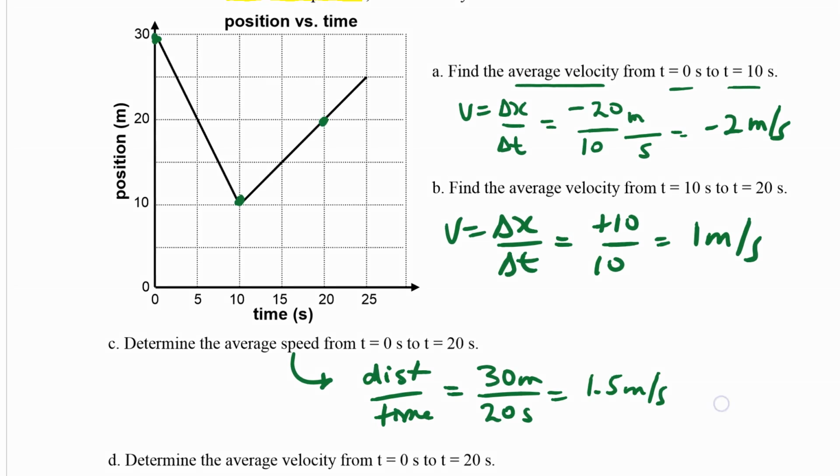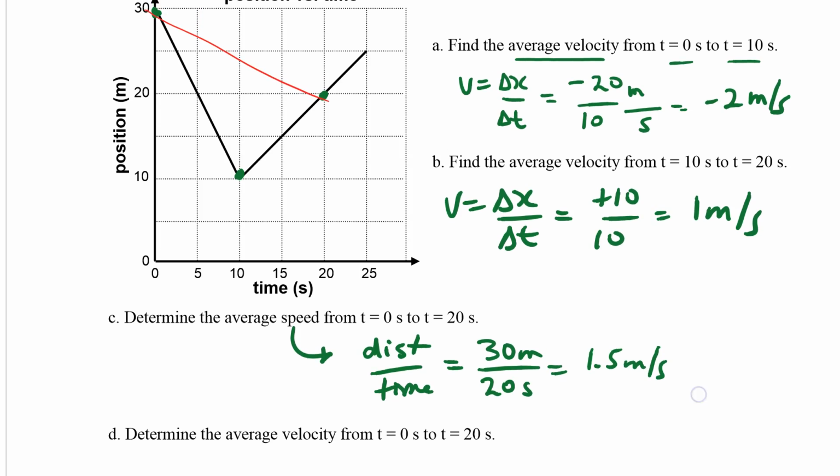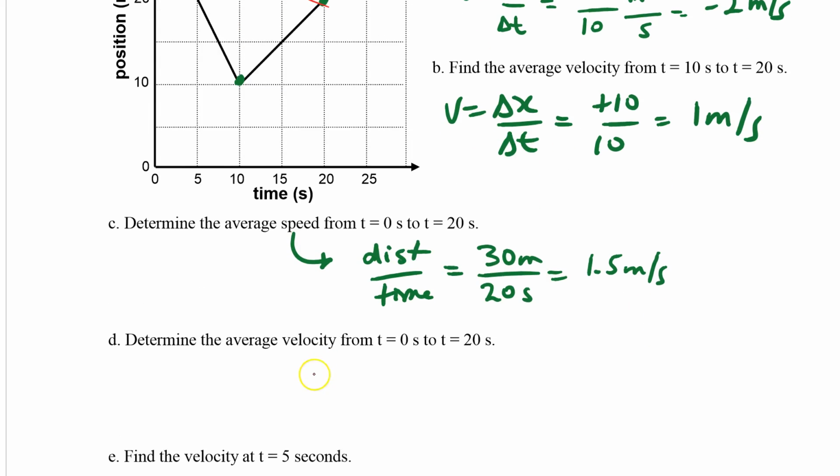So let's use the connect the dot idea. This is turning into a very useful idea. If I connect these two and just find that slope, the slope between those two would have a rise, a delta x, of -10, and a delta t, a run, of 20. So it would be -10 over 20, which is negative 0.5 meters per second. Boy, a big difference between the average speed and the average velocity.